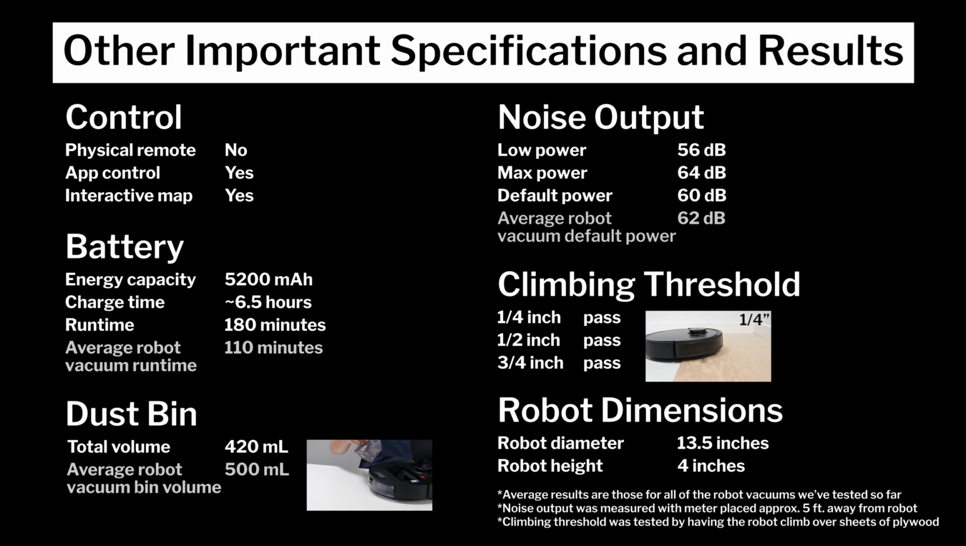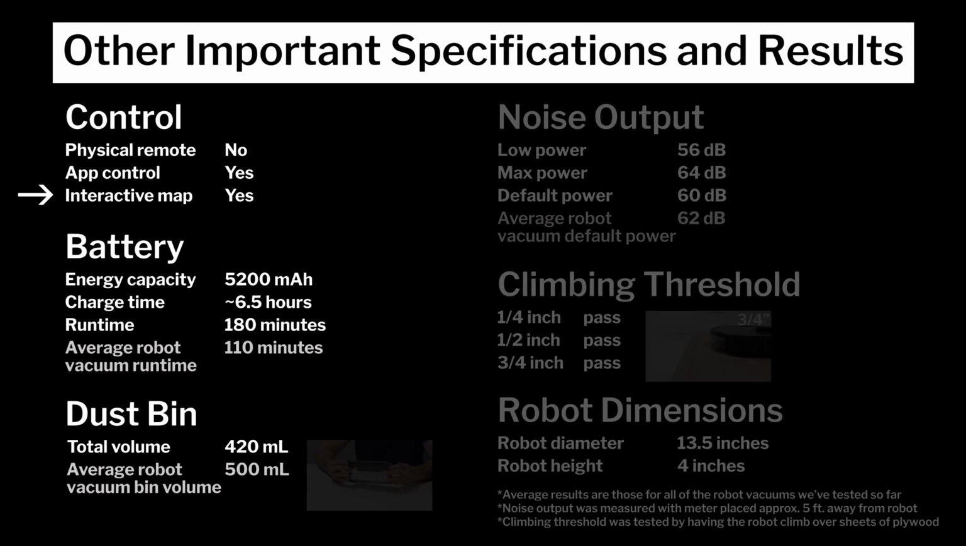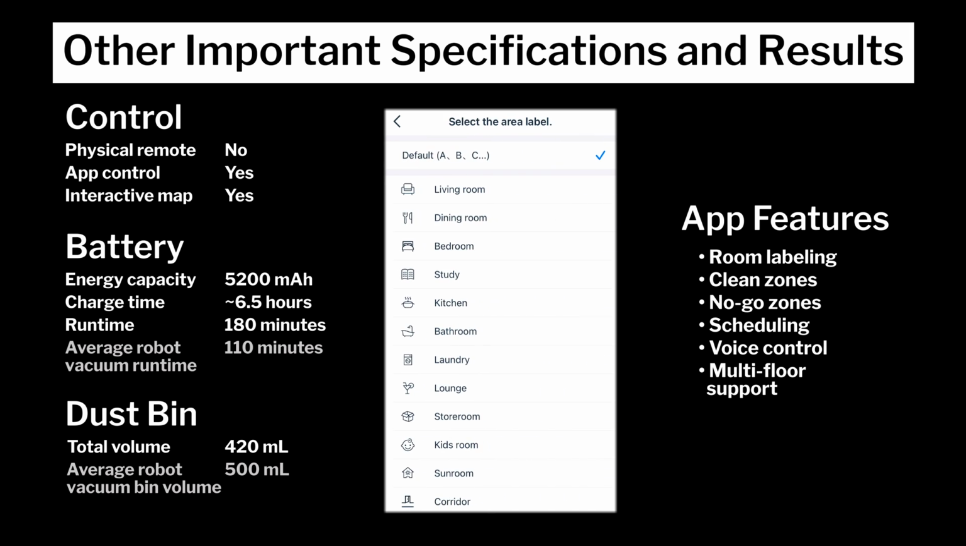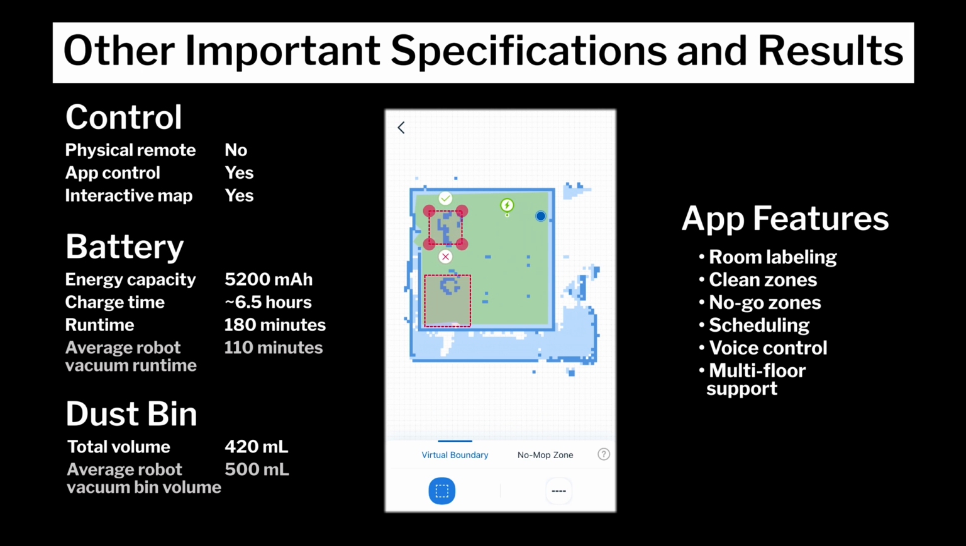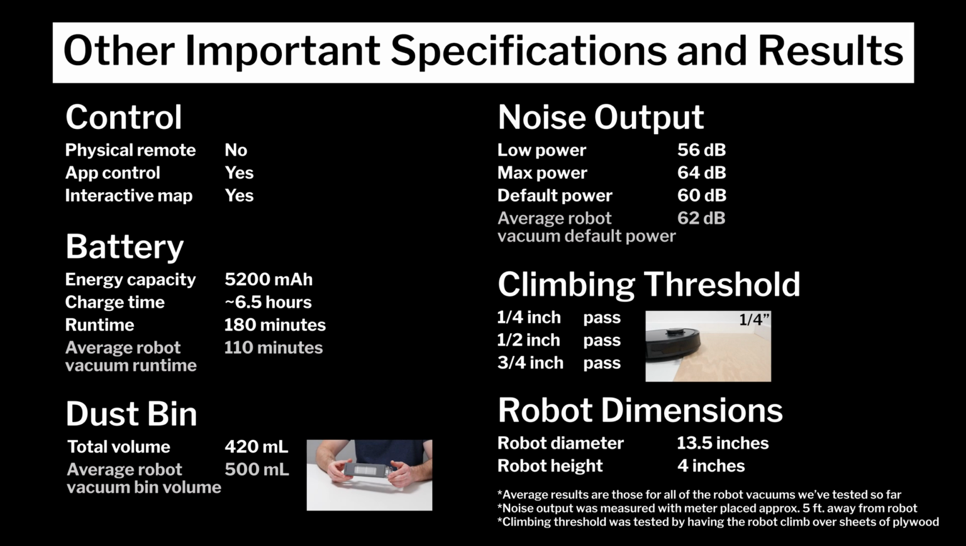Other important specifications and test results we considered for this review are summarized here. Note especially that this is a full-fledged mapping robot that has the ability to map multiple floors of your home. And using the ECOVACS companion app, you can label different parts of the generated map, set the robot to clean specific parts of the map, or set it to stay out of certain parts of the map. In the same chart, also note the T8's runtime, bin volume, and noise output, and how those specifications and test results compare to the average for all of the robot vacuums we've tested so far. Lastly, note the robot's diameter and height. These dimensions make the T8 one of the larger robot vacuums we've tested.